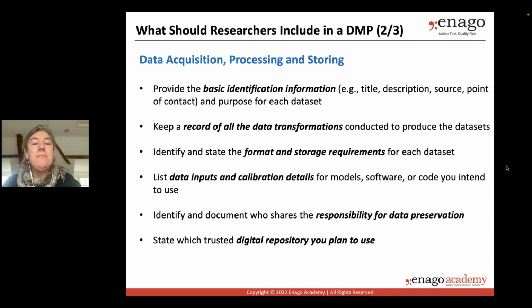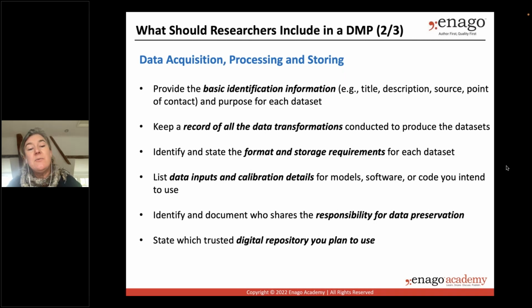So you list data inputs and calibration details for models and software and code, and identify and document who shares the responsibility for the data preservation. So again, providing information about PIs and collaborators and authors is not just about credit, it is also about responsibility, and about potentially trying to understand or ameliorate any problems that might come up.